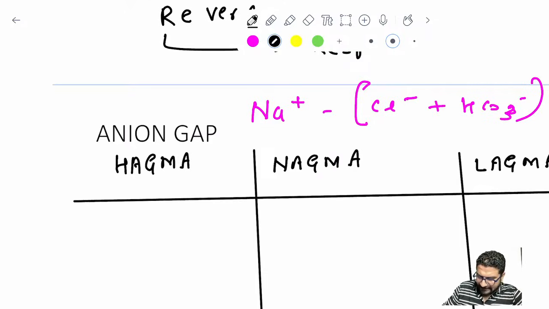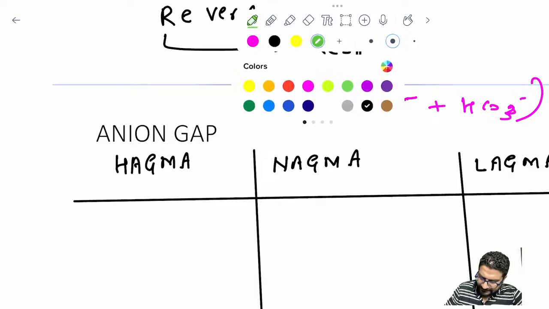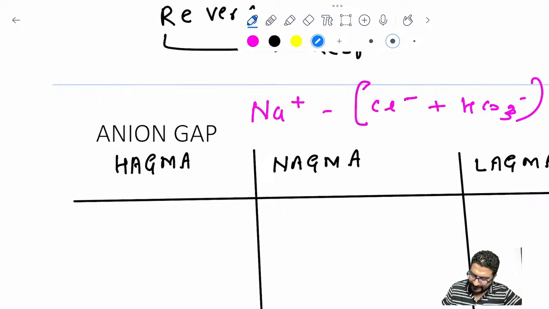So high anion gap, low and normal. Actually this low anion gap is something which we need to be corrected. Understand, it is seen in a patient of multiple myeloma, in a patient with lithium toxicity, and whenever we have low albumin. Low albumin means, where we see low albumin, in a patient with nephrotic syndrome.